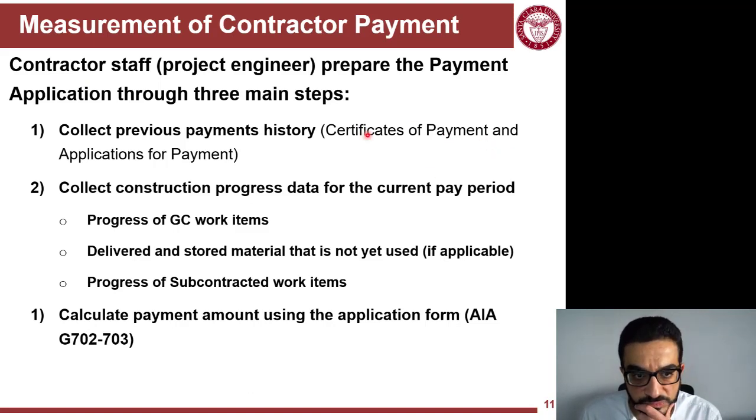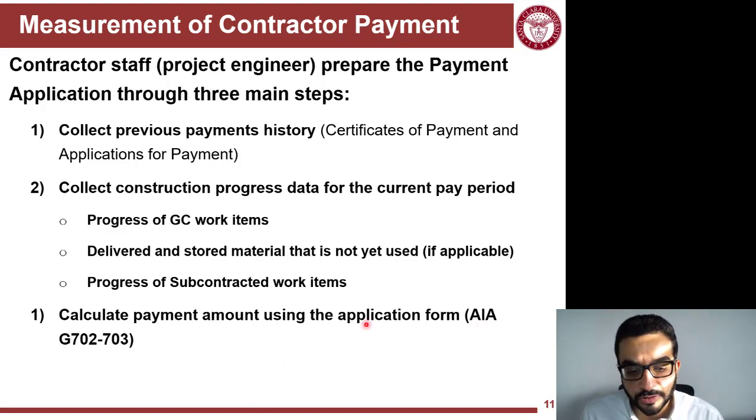So here, this is the information you need to collect. You have to collect the previous payment history, because the application for payment form that we'll use depends on that. It needs to consider how much money you already got paid, and then you need to collect the progress from your superintendent, so you know the progress of your self-performed work, all the stored material, and also the progress of your subs. Once you get all of that, then you'll be able to use the payment application forms.